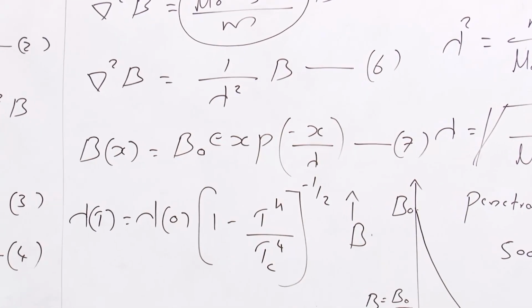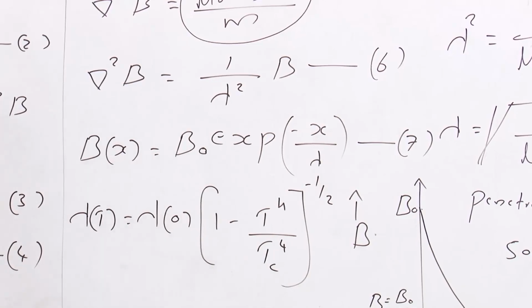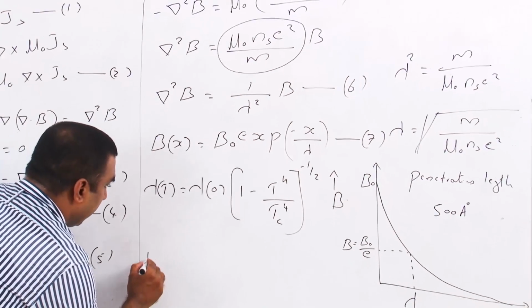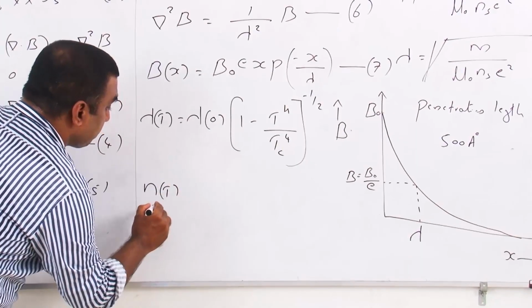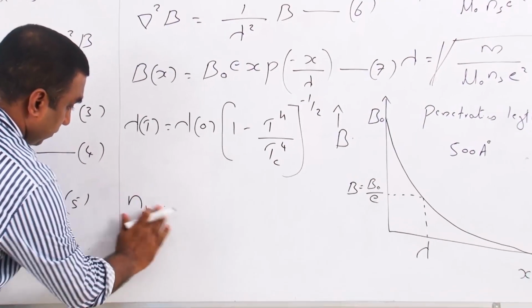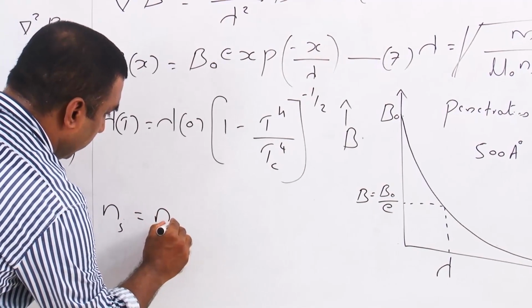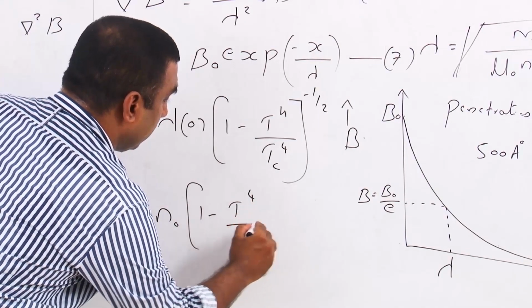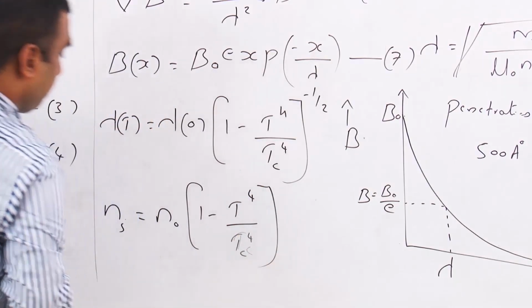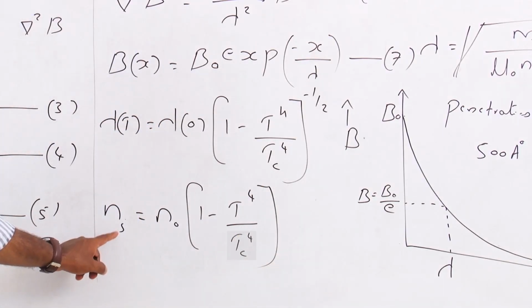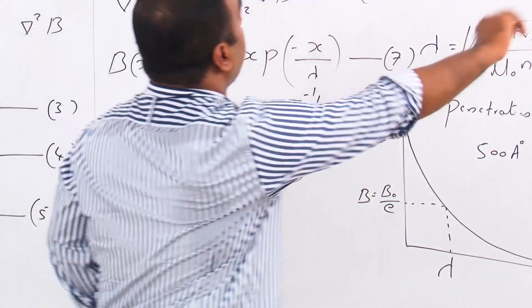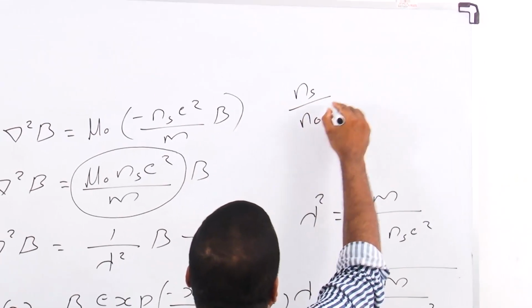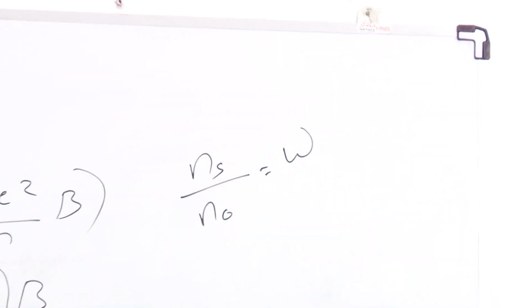An empirical relation for super electrons or superconducting electrons can also be obtained and is given by ns at temperature T is equal to n0 into (1 minus T raised to 4 divided by Tc raised to 4), where ns is the number of super electrons and n0 is the number of ordinary electrons, and we can also define another parameter ns by n0 which is equal to w, called order parameter.